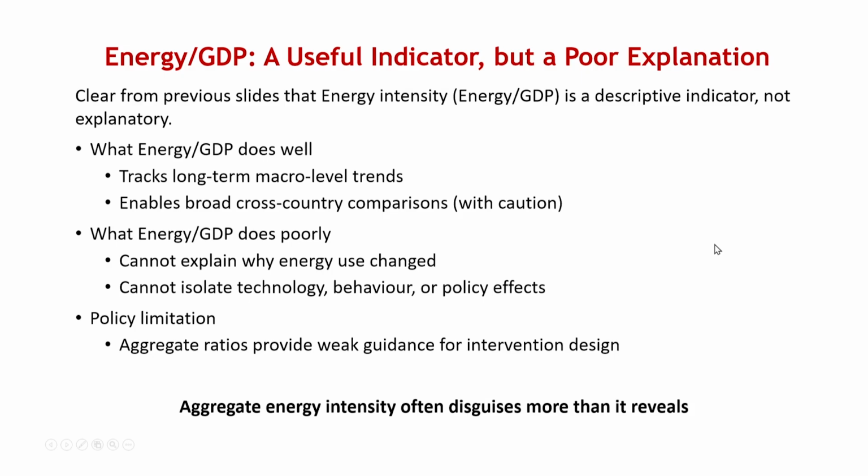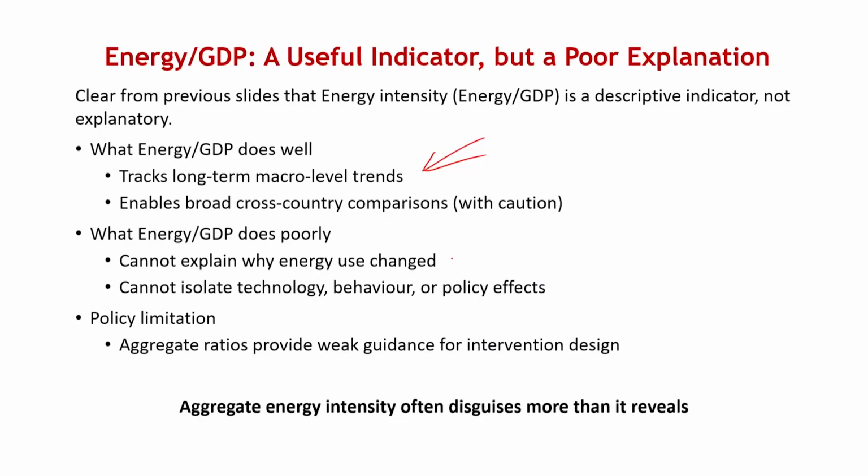Energy per unit of GDP is a useful indicator, but a poor explanation. What it does well is that it tracks long-term macro trends. It tells how I am evolving as an economy as a whole, as a country, at a broader, very macro level. It also enables cross-country comparisons, but with some caution, because we need to see that the context is the same. We need to see that we are talking about similar kinds of countries and similar geographies, or we understand the differences that we are talking about here.